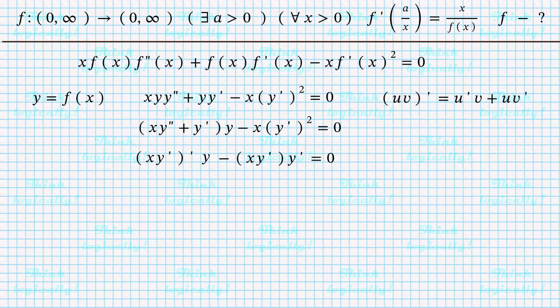Again, we've got something ringing a bell, however, with a minor but significant difference. If we had plus instead of minus, we could take xy prime for u and y for v and represent the left-hand side as the derivative of u times v. However, with minus instead of plus, the formula for uv prime doesn't apply. Any suggestions?